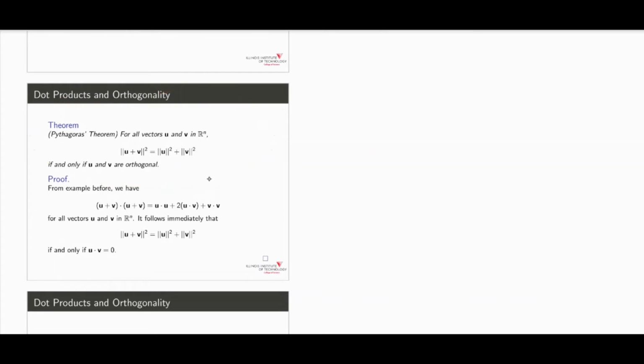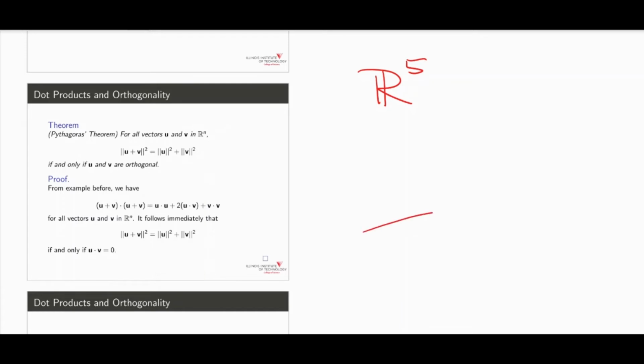We have a Pythagoras theorem that says I don't have to be in R2 or R3. If I'm in Rn, and these two vectors are orthogonal, then the magnitude of u plus v squared is still equal to the magnitude of u squared plus the magnitude of v squared, okay? All right, so let's say we are in R5. We still have Pythagoras theorem. This is Pythagoras theorem in higher dimensions.